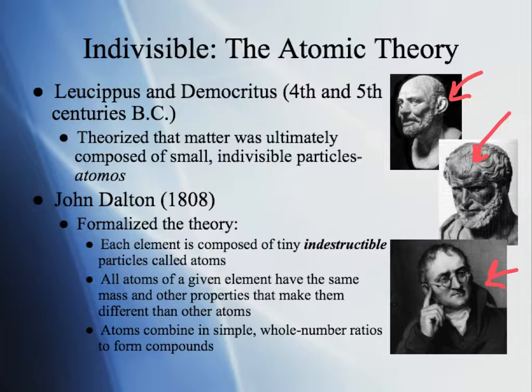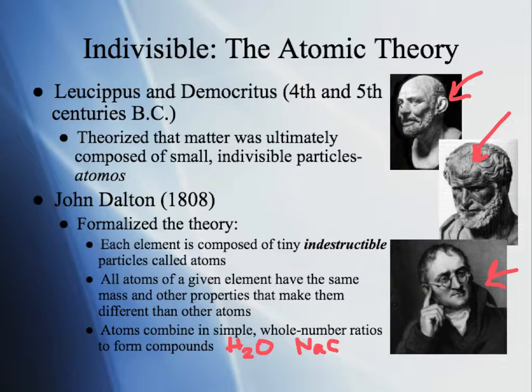And the third part is that atoms combine in simple whole number ratios to form compounds. What that means is that, to get the compound water, the atoms hydrogen and oxygen would always combine in simple whole number ratios. For example, H2O. It's always 2 hydrogens and 1 oxygen to make the compound water. If it was anything else, then it wouldn't be water. Same thing with salt, NaCl.